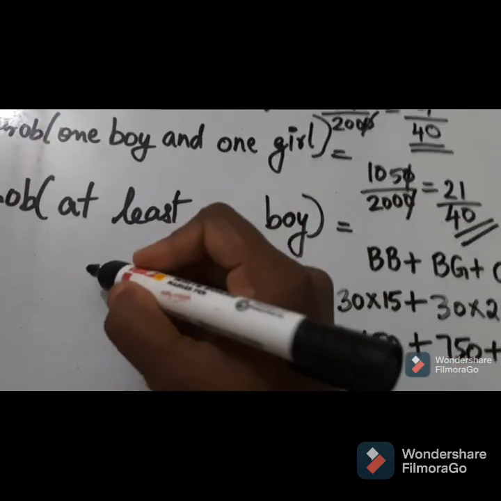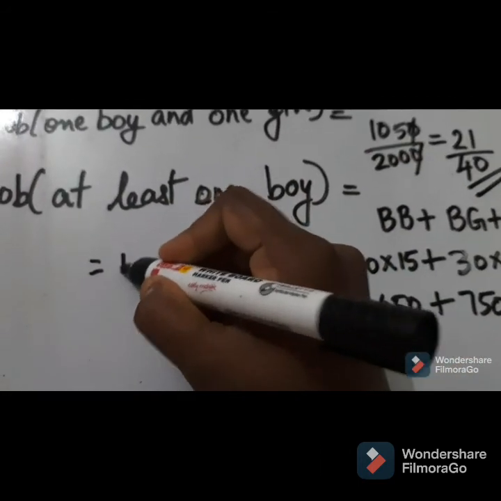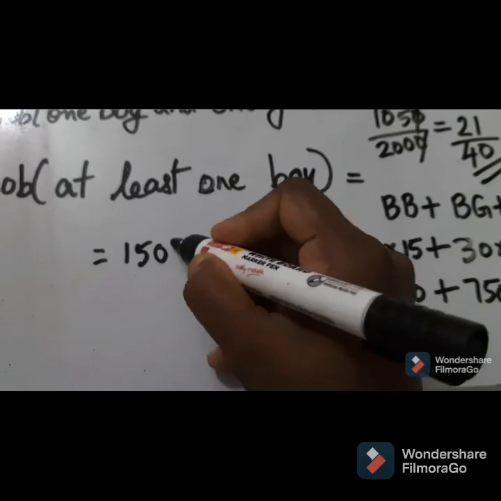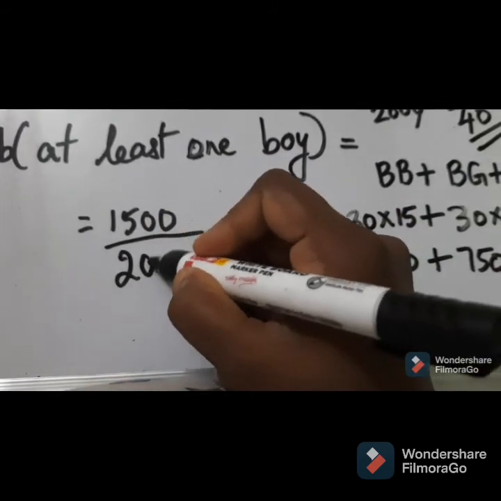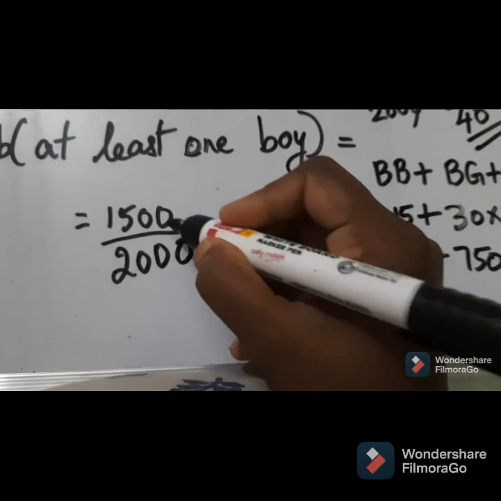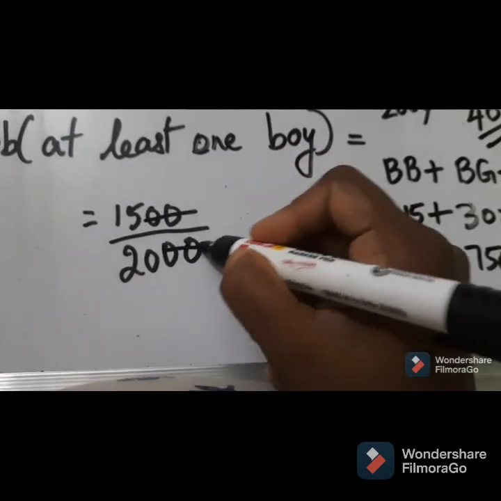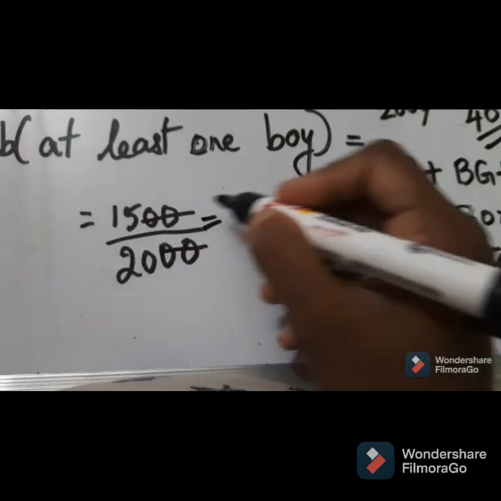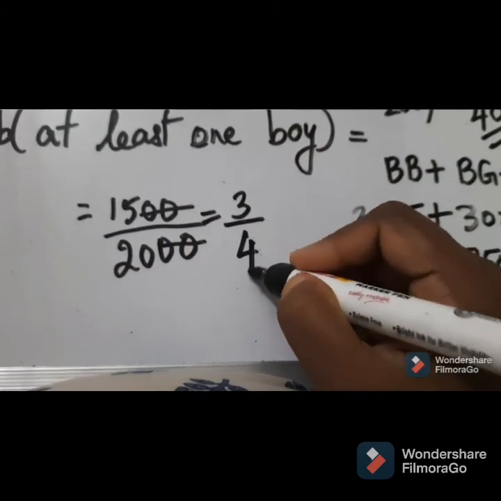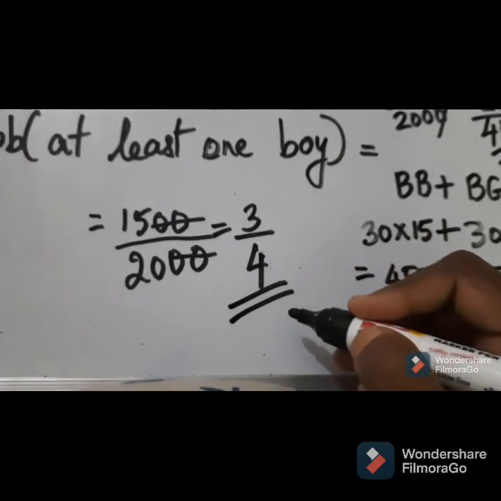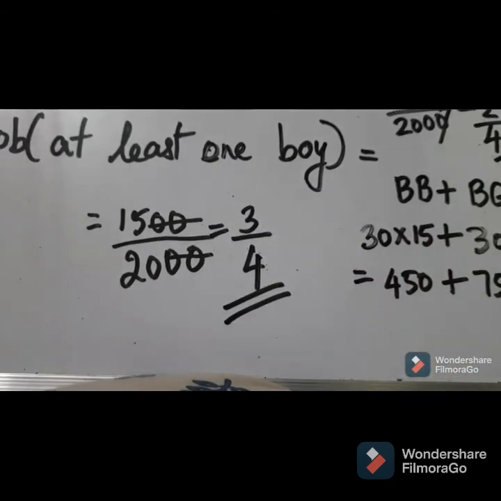So probability will come 1500 divided by total pairs 2000. We can cancel 2 zeros. Then we can cancel 5. 5 here 3 times, in 20, 4 times. So we will get the probability 3 upon 4.